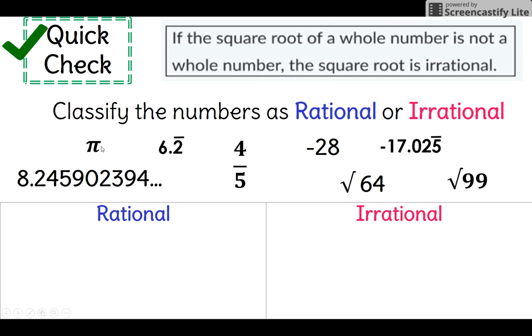Pi, as we've already discussed, is an irrational number. 8.245, and so on, is irrational. 6.2 repeating is rational. 4/5 is rational. -28 is rational. Square root of 64 is rational because that's 8 times 8. This number is rational because it's repeating, and square root of 99 is irrational. I'm going to go ahead and stop this recording now and pick up with our next concept in a moment.